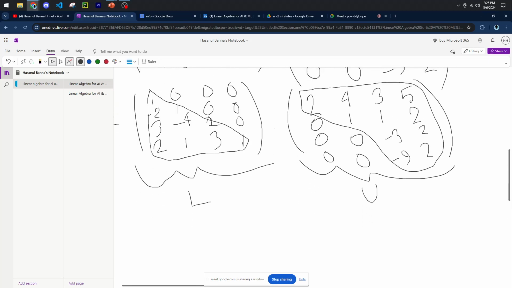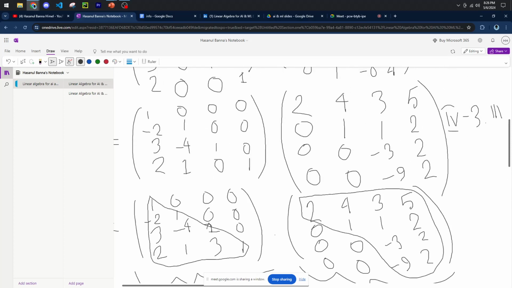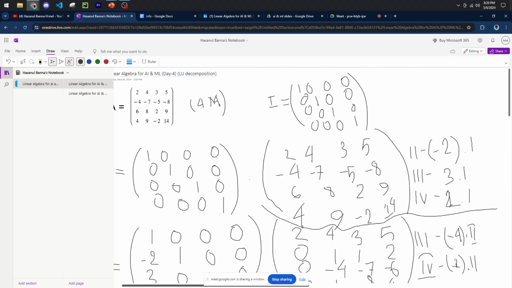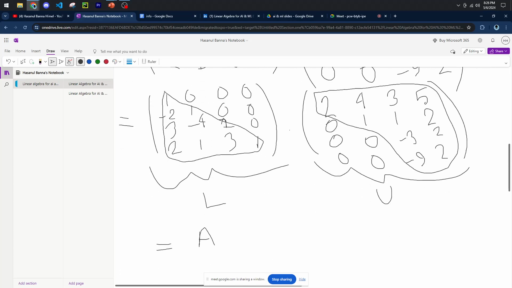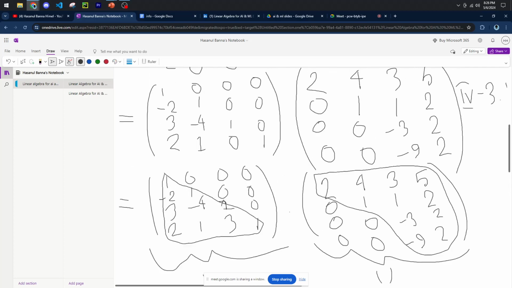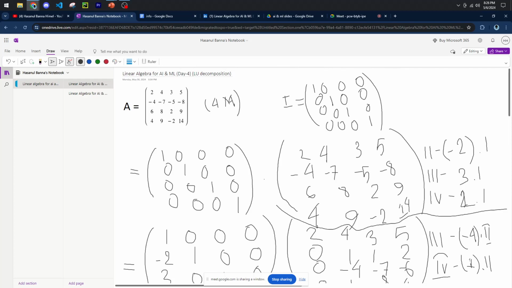When we will multiply our L or the left part with our right part, we will get the matrix A, or our given matrix here, the 4 by 4, that 2 4 3 5, minus 4 minus 7 minus 5 minus 8, 6 8 2 9, 4 9 minus 2 and 14. When we will multiply this part with this part, we will again get the matrix A. Yeah, this was the LU decomposition.